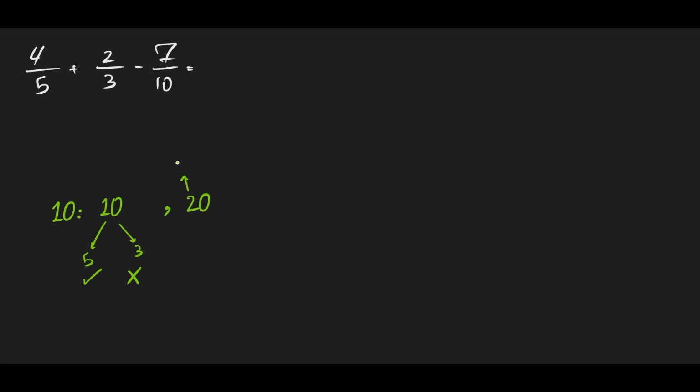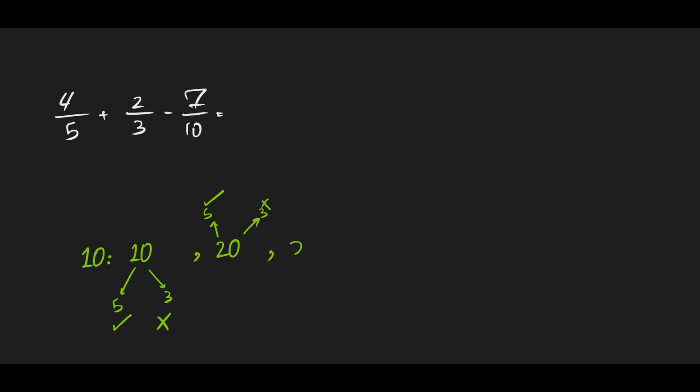So let's move on to the next multiple of 10, which is 20. Now, can 20 be divided by 5? Yes. Can 20 be divided by 3? Nope again. So let's move on to the next multiple, which is 30. Now, can 30 be divided by 5? Yes. Can 30 be divided by 3? Also yes. So 30 will be our least common multiple, and that will also be our new denominator. So let's go ahead and write our new equivalent fractions with a denominator of 30.